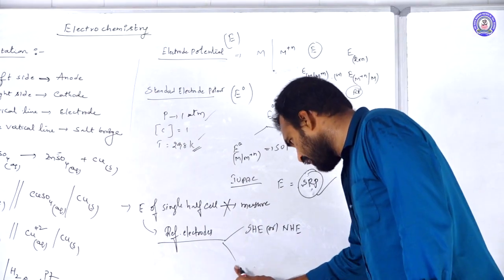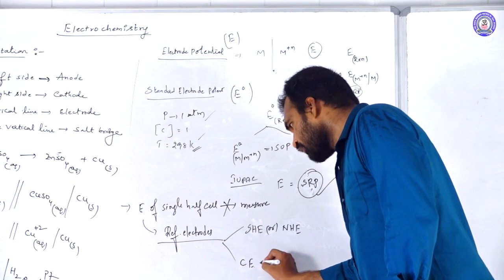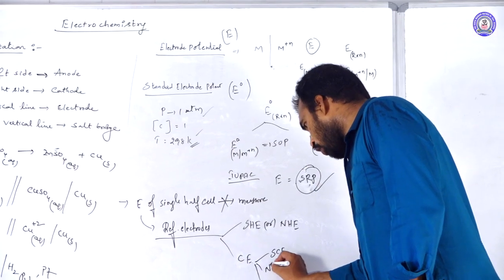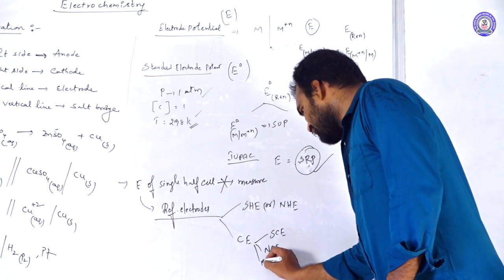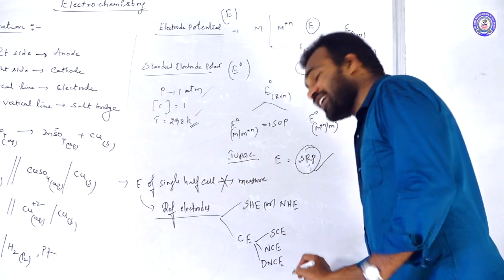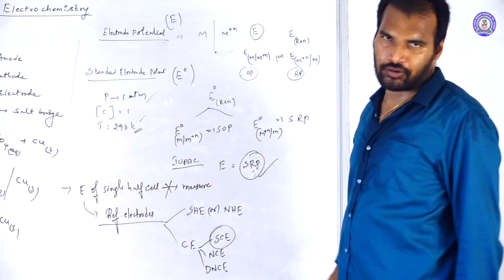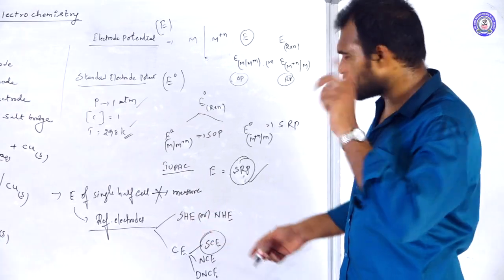Write this: calomel electrode, CE, and these are of three types: saturated calomel electrode, normal calomel electrode, and deci-normal calomel electrode. Three types of calomel electrodes are there, but in general we use the saturated calomel electrode. What is the difference between them? We will discuss that.